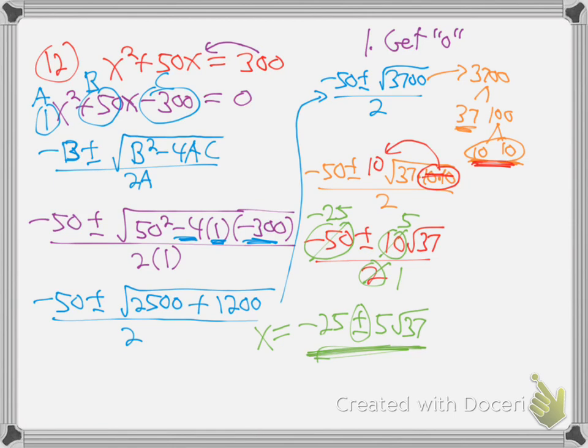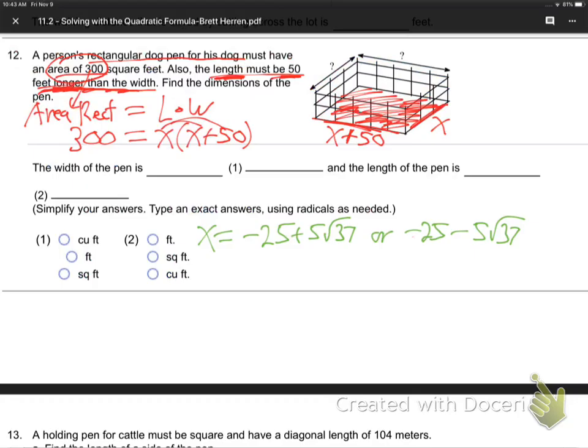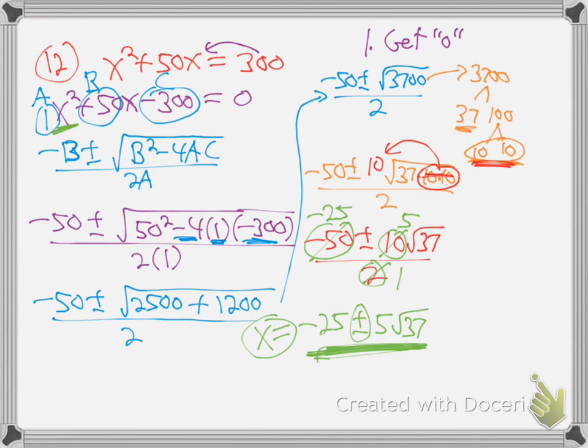This answer we just got here, this is x. I just wrote x there. We're solving for x here. That was an x equation we just solved. So negative 25 plus or minus 5 root 37. Those are two answers. Let's put those back on our original diagram. Here we go. Minus 25 plus 5 root 37 and minus 25 minus 5 root 37. Just separated the two x answers, right? These are two options right there.